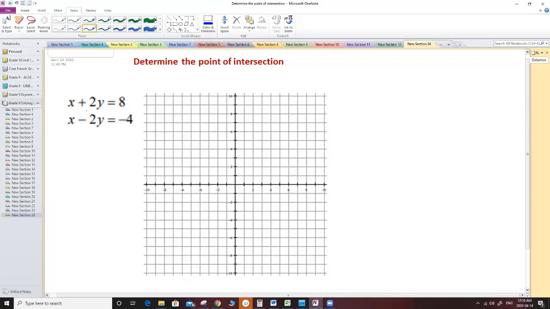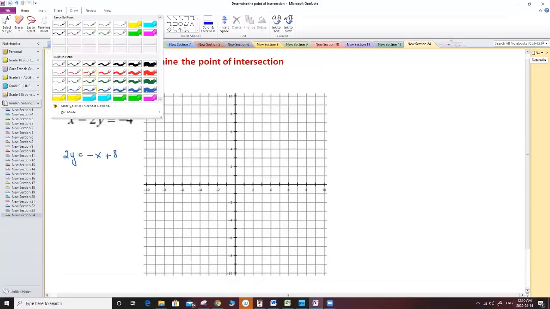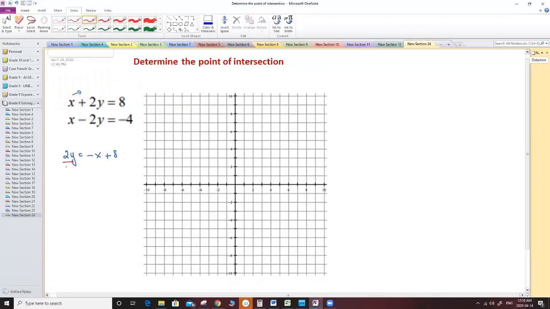I have to transfer both of them to the y-intercept and slope form, so that I can isolate the y on one side and everything else on the other side. The first one is going to be 2y equals, I'm going to ask the x to go to the other side, negative x plus 8. However, I have to isolate the y again by dividing by 2. But whatever I do on the left side, I have to do on the right side to keep the balance of the equation.